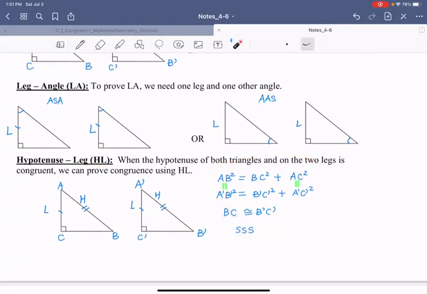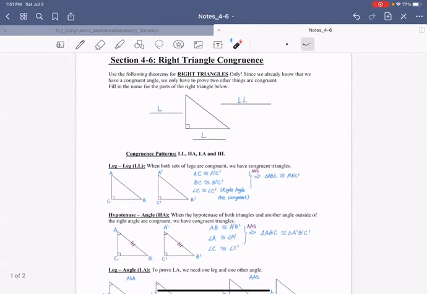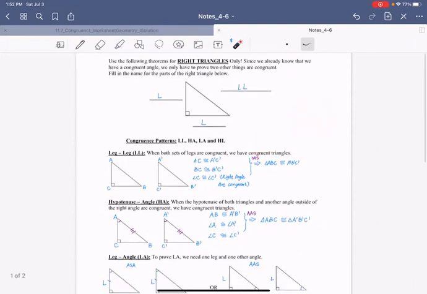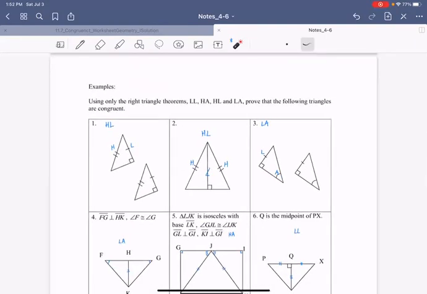So I want everybody, please, remember these four: HL, HA, LL, LA. Leg, angle. Oh, this is not Los Angeles. This is leg angle. HL, HA, okay? These four. Okay. Let's take a look at these questions.